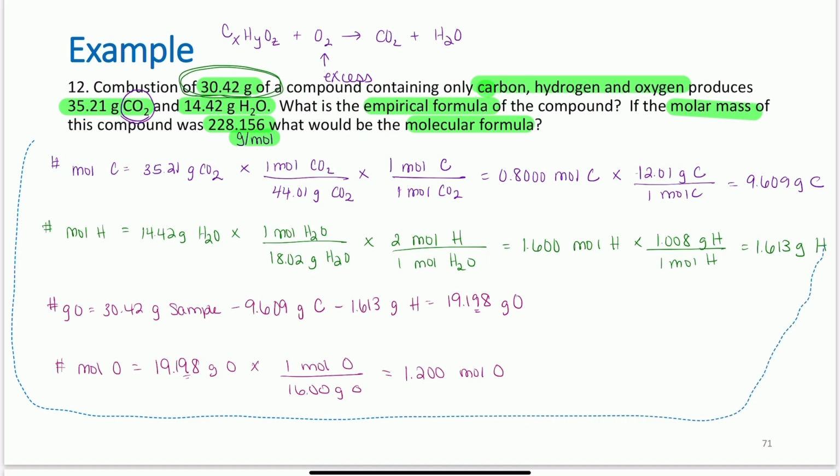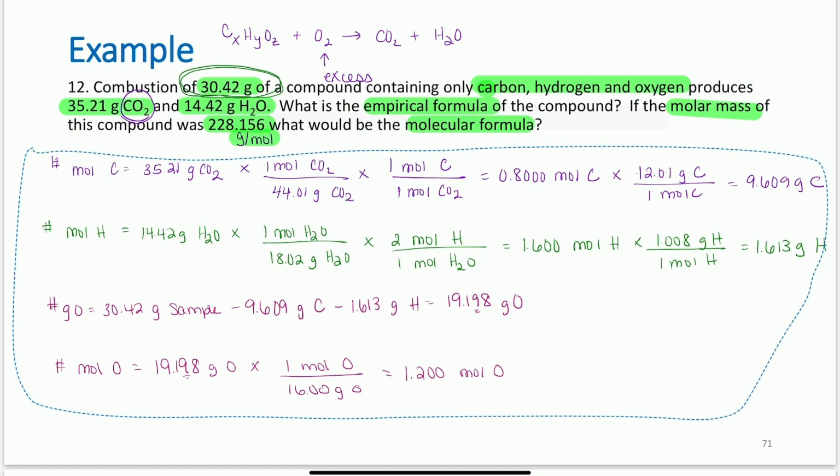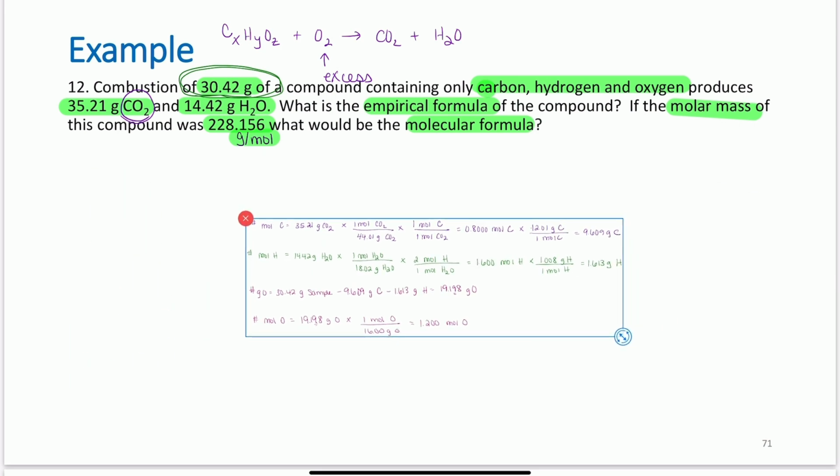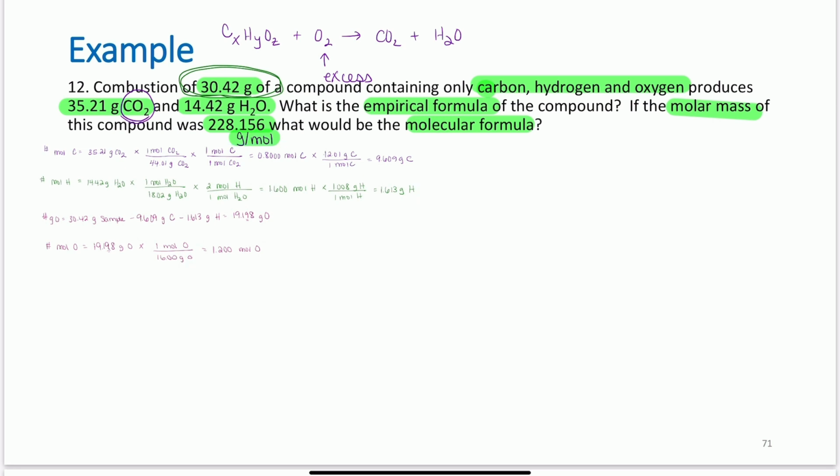Now, like last time, I need to shrink this down because there's no way I can keep writing on this slide. So I'm going to shrink this down and put them right there. Now, to find the empirical formula, I need to divide all of them by the lowest number. I have 9.609, 1.613, or 19.2. Oh, sorry, I just underlined the wrong numbers. Those are grams. I need 0.8000 moles, 1.6 moles, or 1.2 moles. Those numbers make a lot more sense to me.